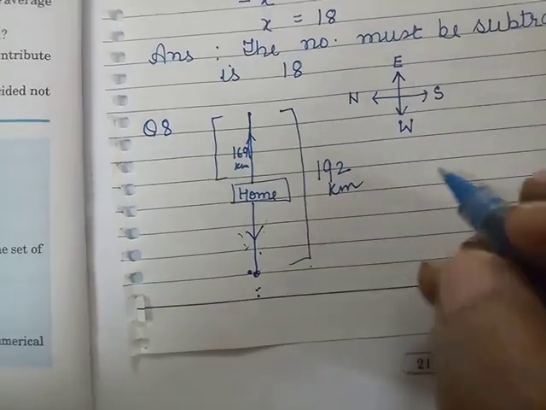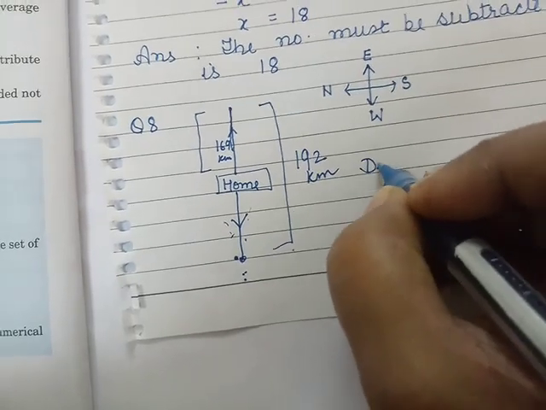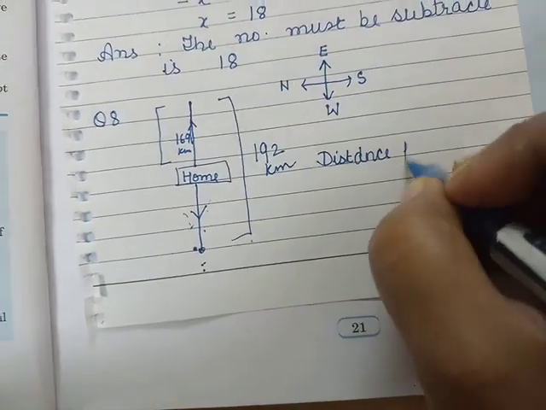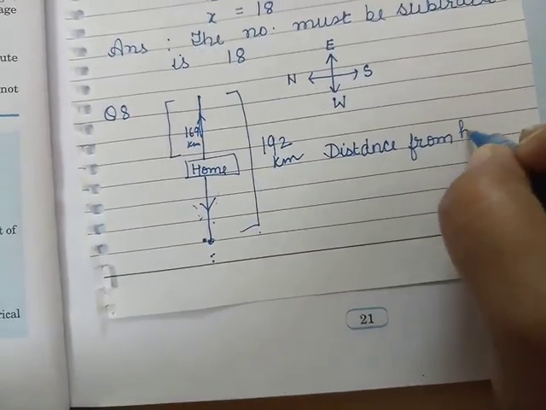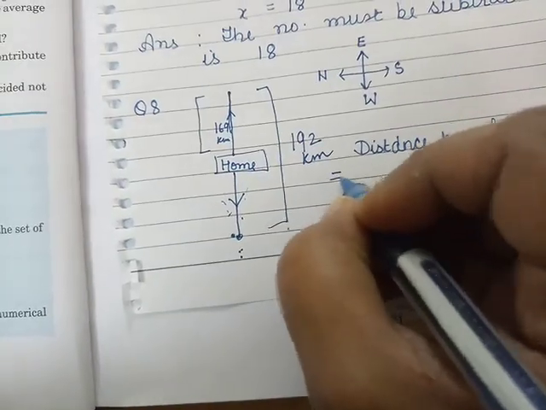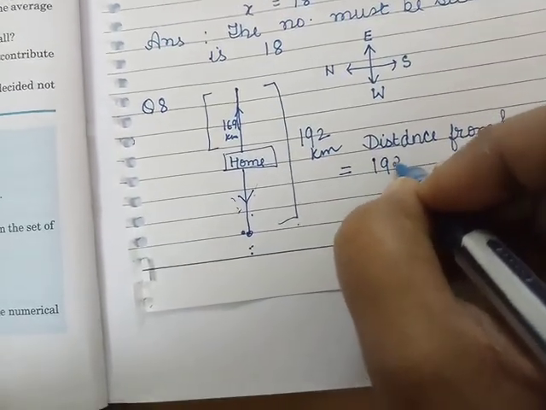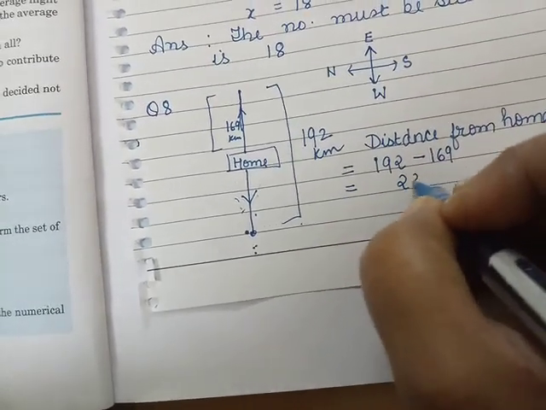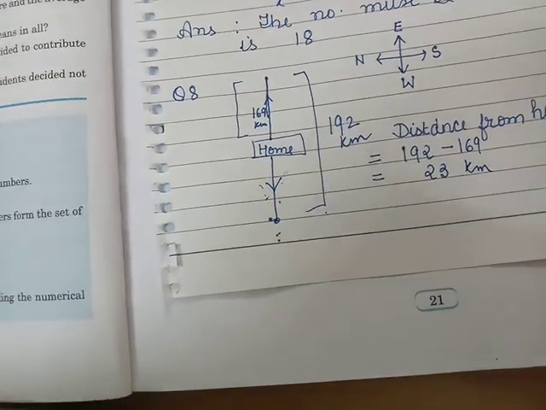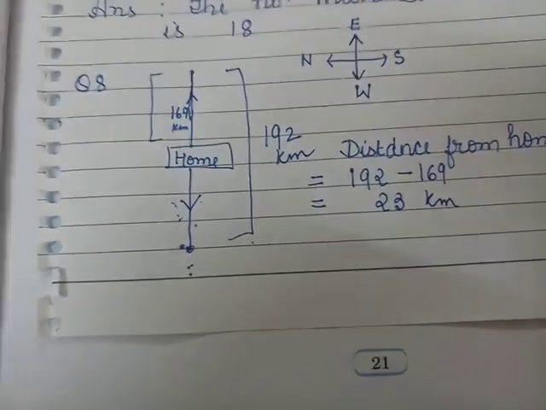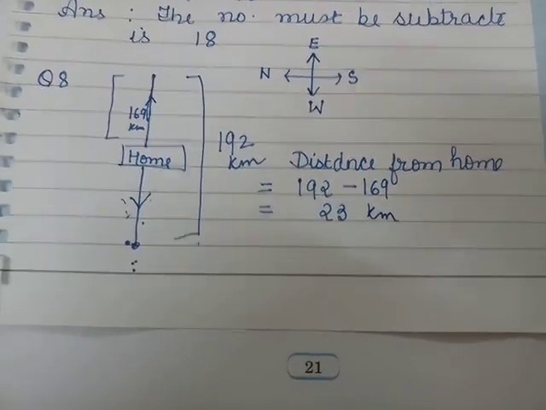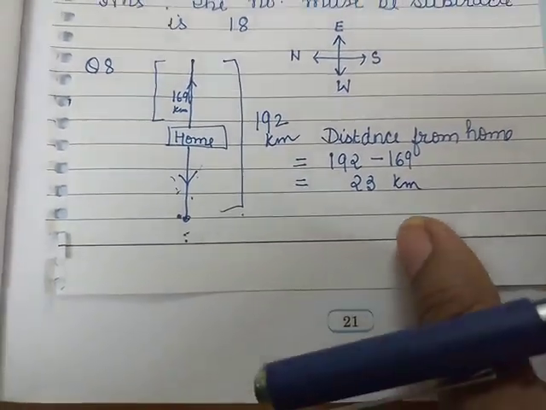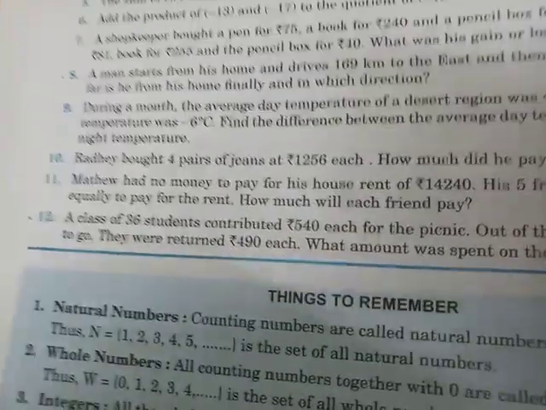And how much distance is he far away from home? Distance from home is equal to 192 minus 169, that is 23 kilometers. So how much far away is he from his home? He is 23 kilometers away from his home. And which direction? He is facing downwards, so he is in the west direction.